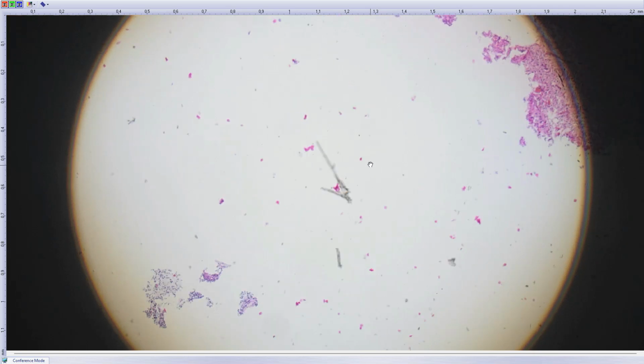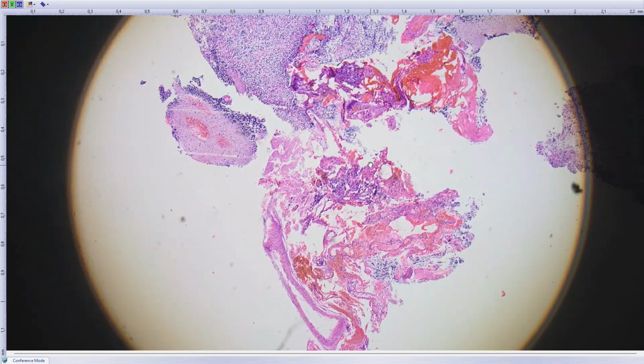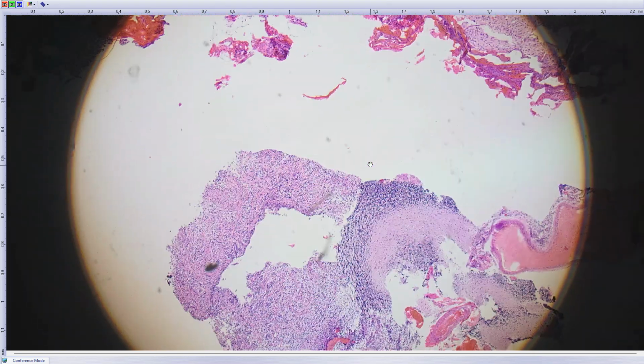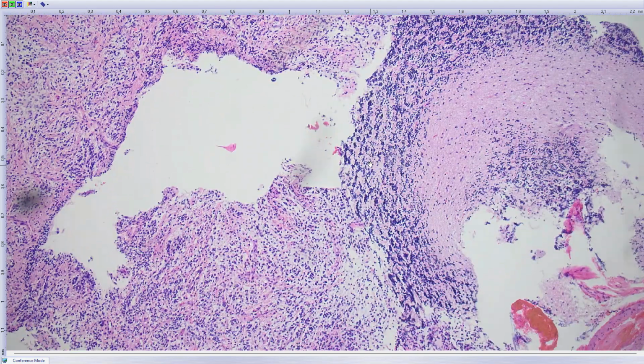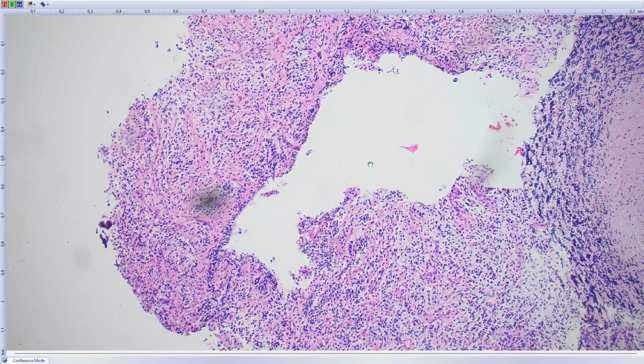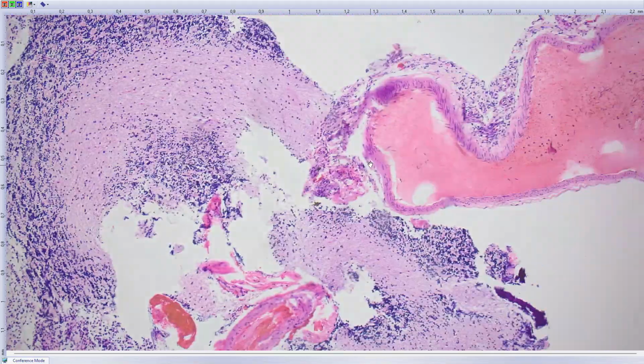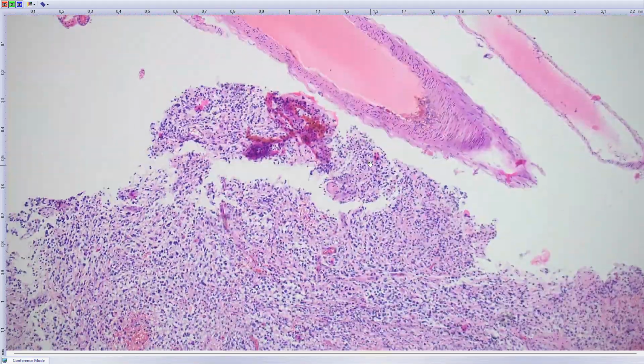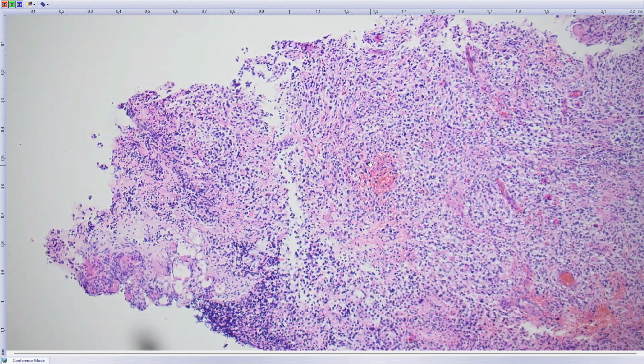My last case is for people who do brain tumors. This is a consult case from Slovakia. It's a posterior fossa cerebellar tumor. You can see cerebellar parenchyma here. It's a biopsy from a 20-year-old male, so a young adult patient. The tumor looks like this.